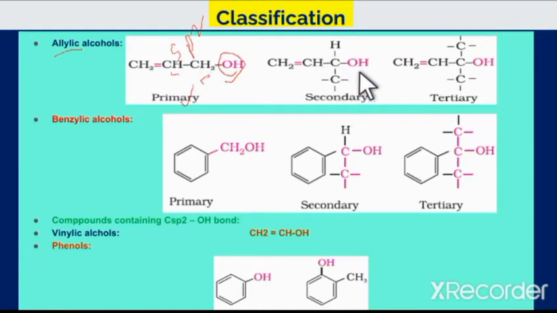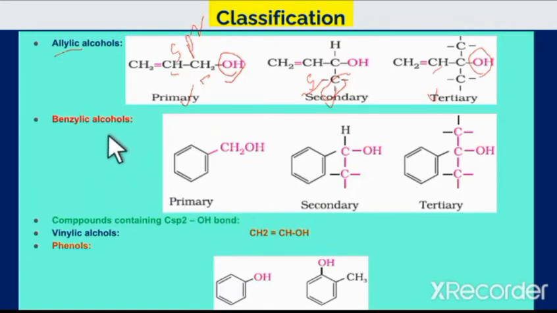Similarly, when the OH-bonded carbon has one more bond with another carbon, and the other carbon undergoes sp2 hybridization, in that case it would come under secondary allylic alcohol. Next, the third one is when the OH-bonded carbon is bonded with three carbons and one of the carbons undergoes sp2 hybridization, so that would come under the tertiary allylic alcohol.